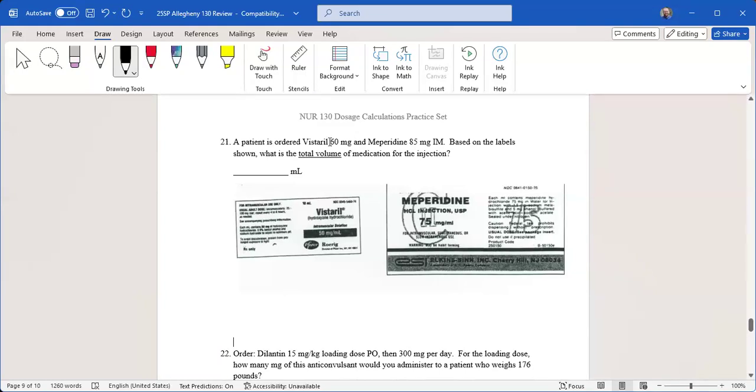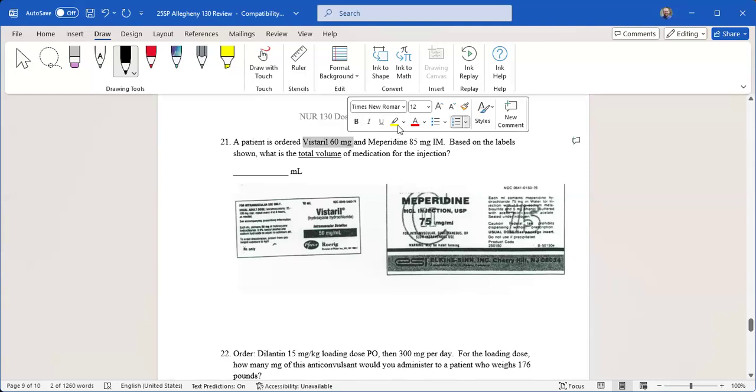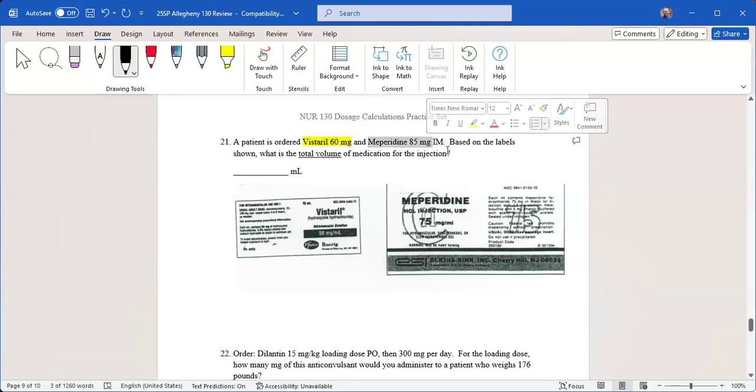It tells you that we want to give the patient 60 milligrams of Visceral. Let's highlight that. We want to give the patient 85 milligrams of Meperidine, and we want to calculate a total volume, meaning we're going to add both medications together to get a total volume in milliliters.